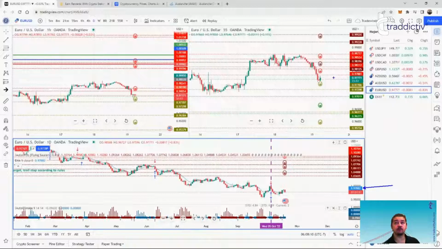Now, I just want to double check that we don't have some sort of UFO that could help us, and in this scenario, we do not. We see that the 97.88 area is actually a red UFO, therefore we cannot take this trade.